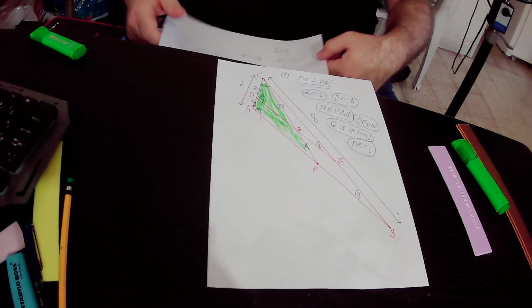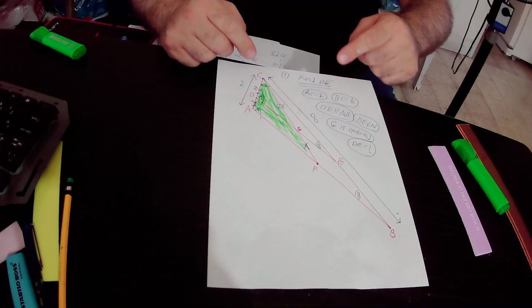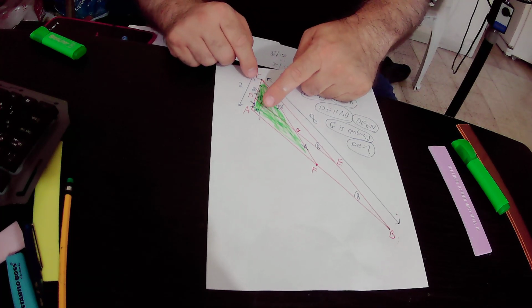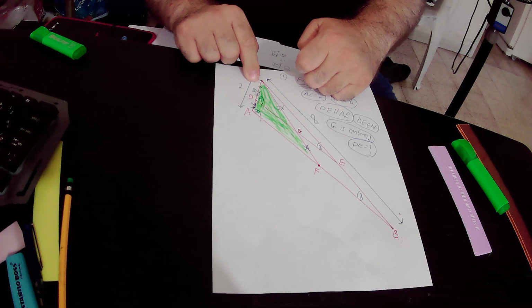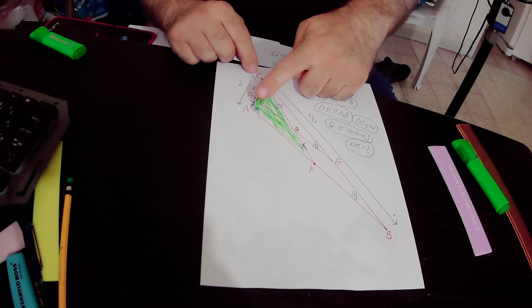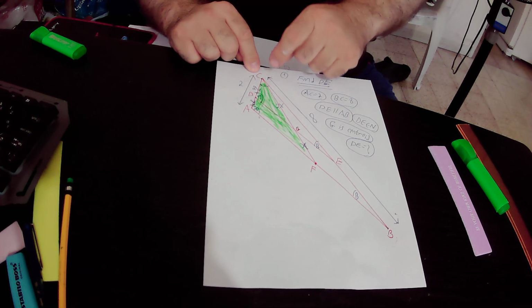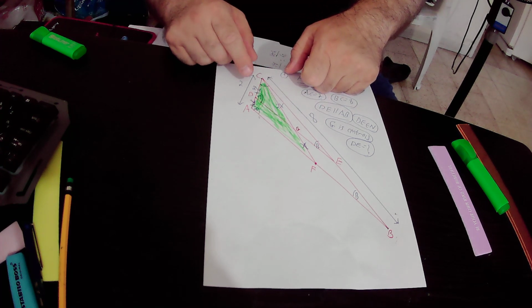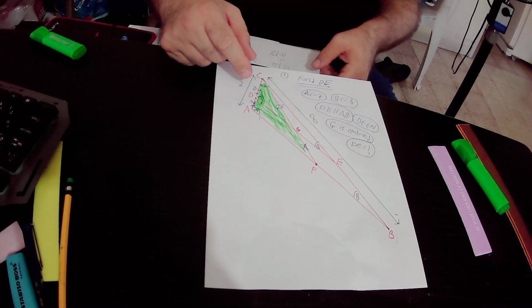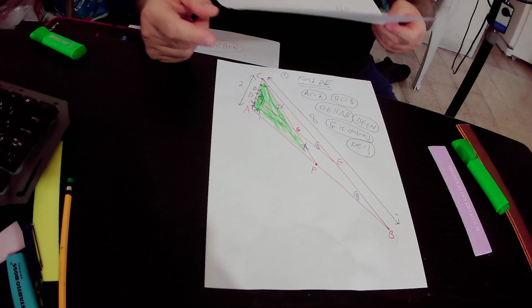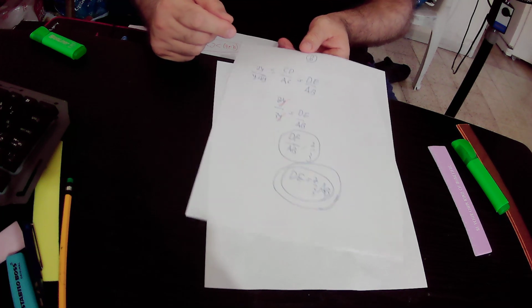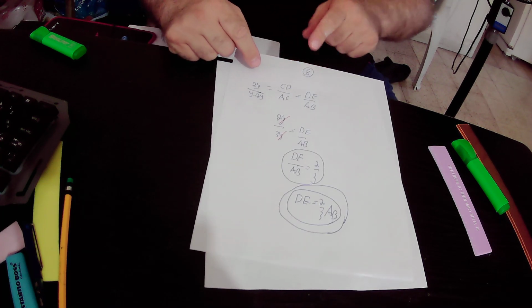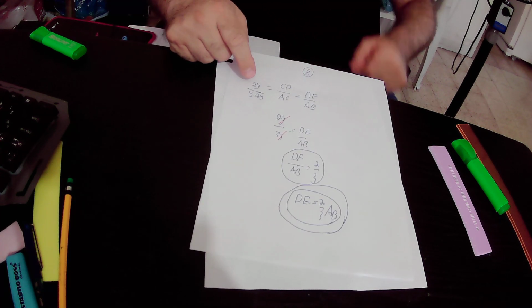What is the value of CD? The value of CD is 2y. And what is the value of CA? CA equals CD plus DA. So CA equals CD, that is 2y, plus DA, that is y. That is to say, CA equals 2y plus y. Okay? So CD equals 2y and AC equals 2y plus y.